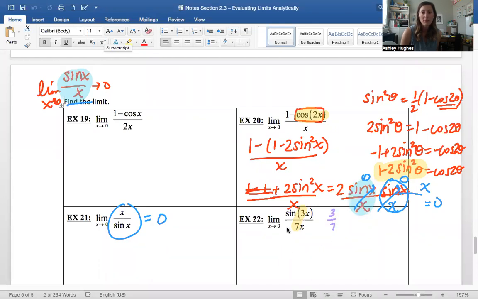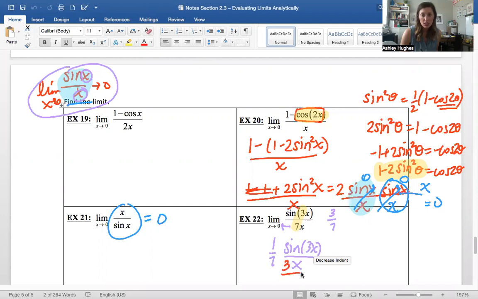But let me show you why. So I'm going to scoot this 7 over and write it as 1/7. And then we have sine of 3x over x. Now, again, to apply this formula here, this guy and this guy have to match. So if I want this to be able to be 1, I need to make this say 3, just like this says 3. But I can't just put a random 3 on the bottom. I have to also multiply by 3. So really, I didn't do anything. I divided by 3 and multiplied by 3. So now I can say this.